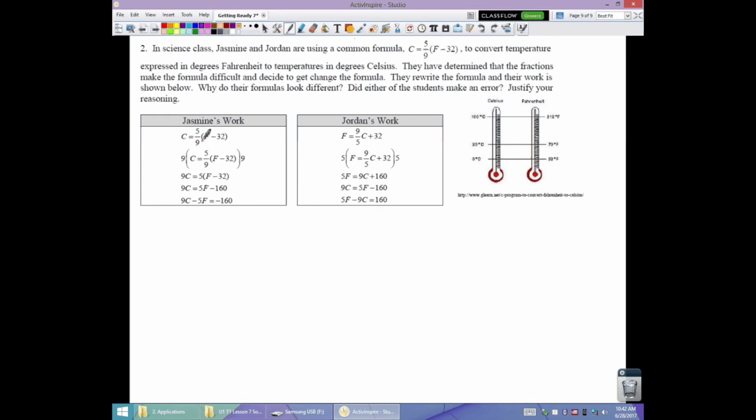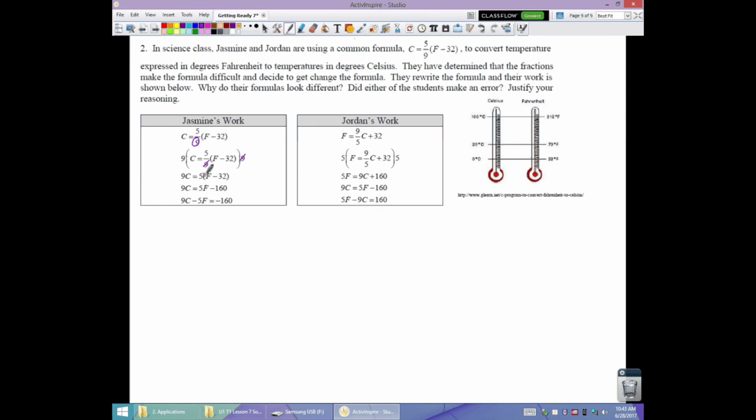So Jasmine's work is solved for C, and she starts by multiplying both sides by 9 to get rid of this fraction. So multiply both sides by 9. On the left, you get 9C, no problem there. On the right-hand side, the 9 cancels the 9 in the denominator of the 5/9, leaving us just 5 times the quantity F minus 32.